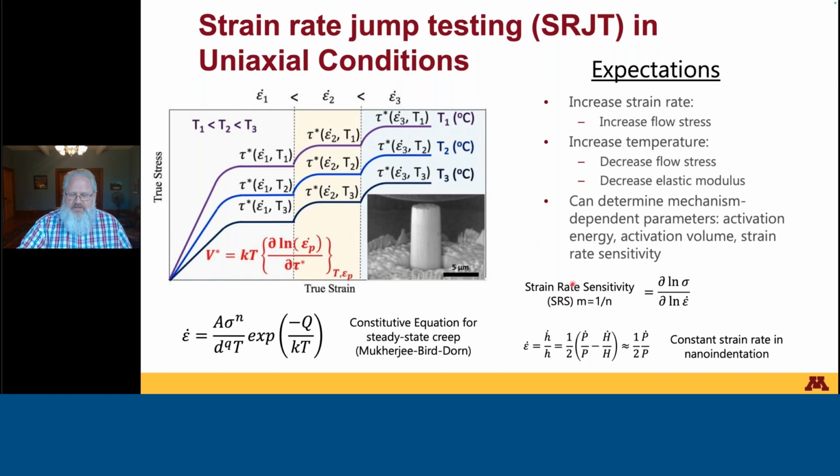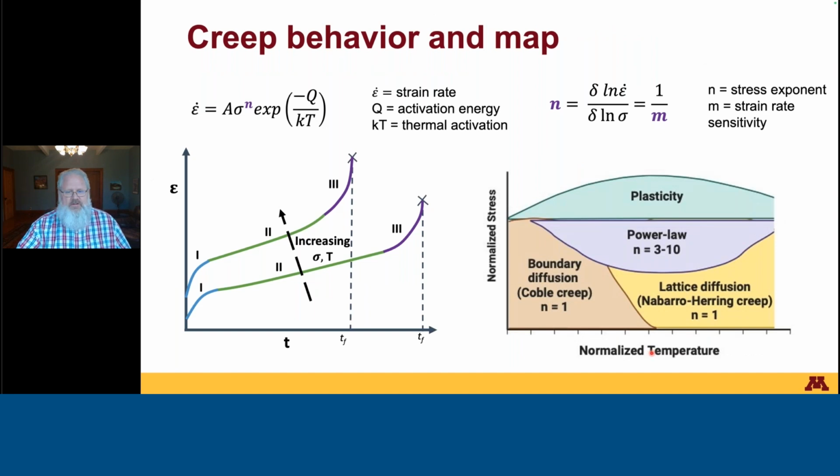We can find the strain rate sensitivity, which is simply 1 over this n parameter, by looking at the change in the log of stress relative to the change in the log of strain rate. We can get that from each of the jumps that we do within a test. We have a constant strain rate during each of our jumps, using this relationship: the strain rate in indentation is equal to 1/2 of the loading rate over the instantaneous load.